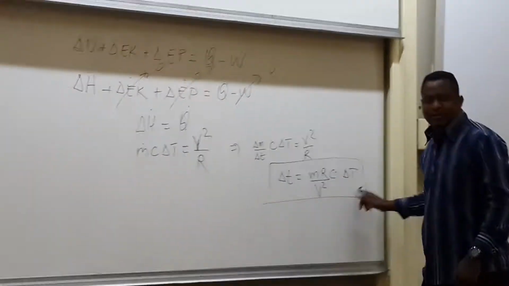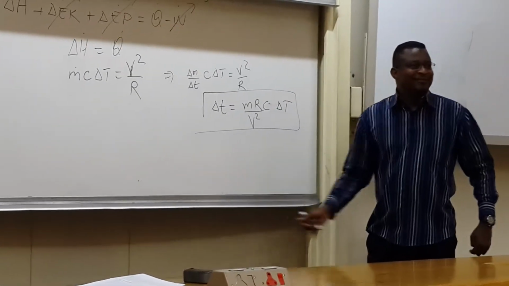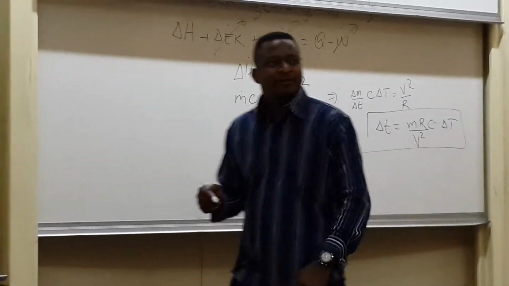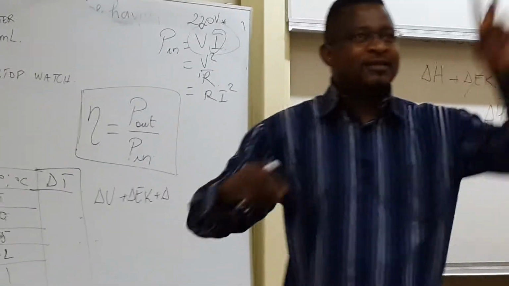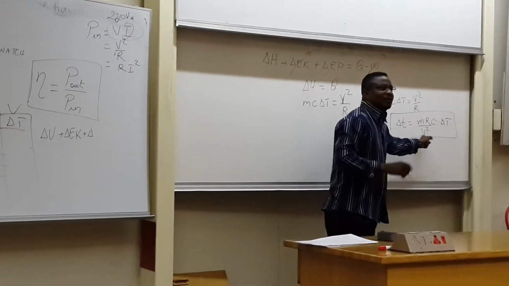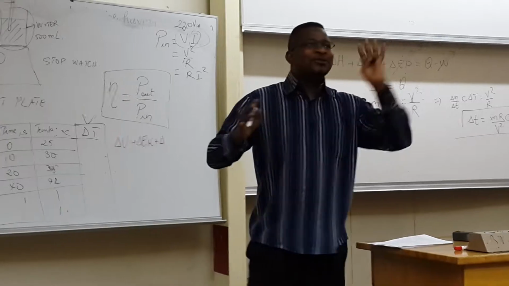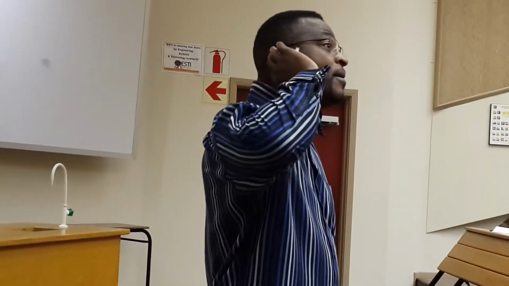Having delta T and delta t, how can you determine your R? I'm dealing with my colleagues. How are you going to determine your R? What are you supposed to do after collecting data? Delta T and delta t. Using this. Remember what we did at the beginning? We said, what are you going to plot against what to get what? What are you supposed to plot against what to get what? A straight line. You remember, guys?